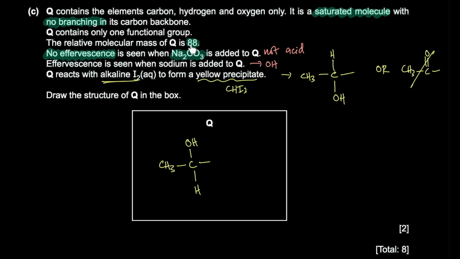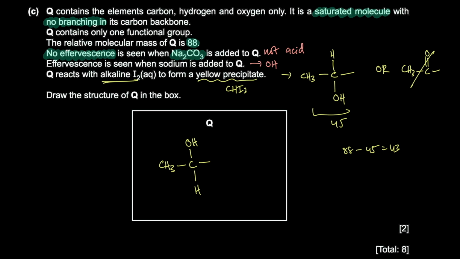The molecular mass is 88. The mass of CH3 is 15, plus 2 carbons, 24 plus 3, that is 27. The OH is 17, so that's 44 plus 1, that's 45. So CH3CHOH has a mass of 45. The total mass is 88, so we're left with 88 minus 45, which is 43.